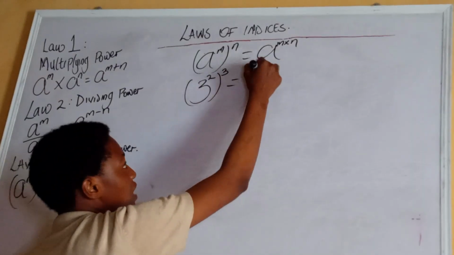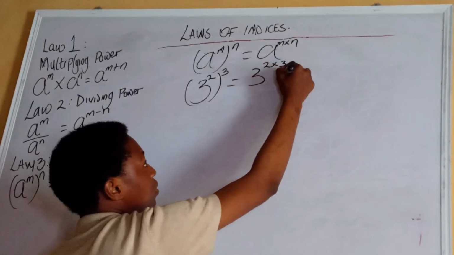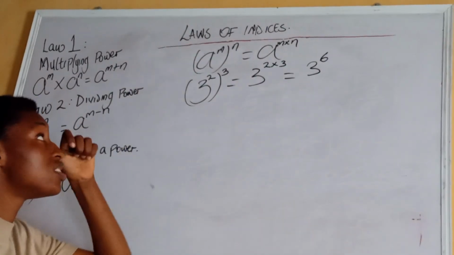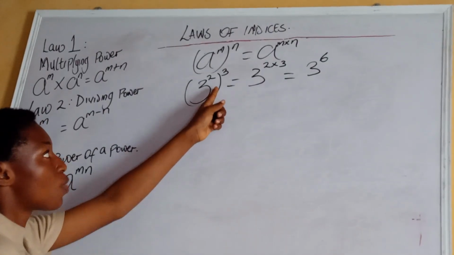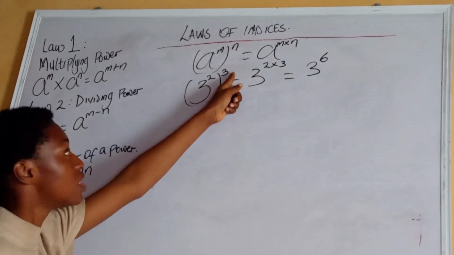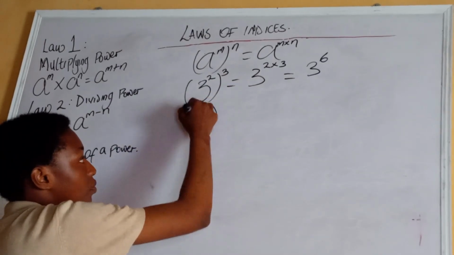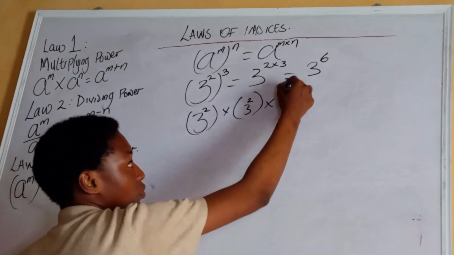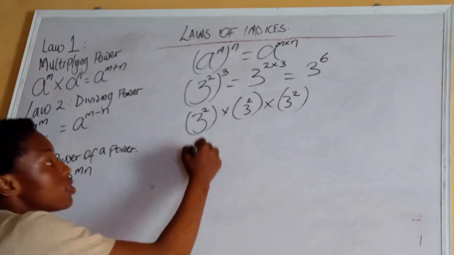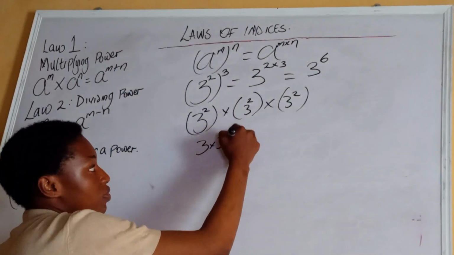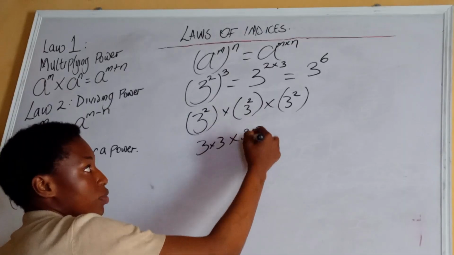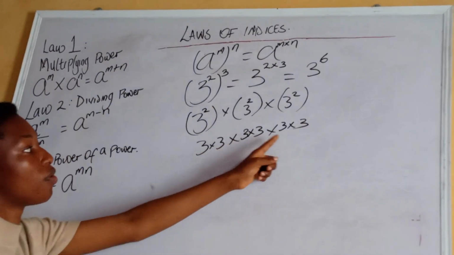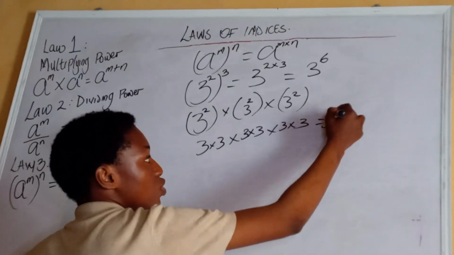This is simply telling you that it is 3 to the power of 2 times 3, which will give you 3 to the power of 6. To see how this works, 3 squared raised to the power 3 is simply saying 3 squared times 3 squared times 3 squared, right? And 3 squared is what? 3 times 3. Times 3 squared here is 3 times 3. 3 squared here is 3 times 3. Over here you have 1, 2, 3, 4, 5, 6, which is also equal to 3 to the power of 6.